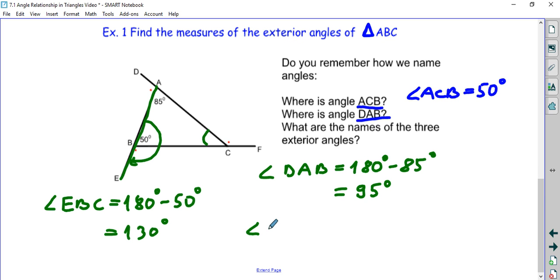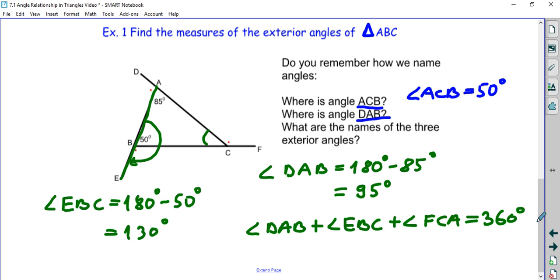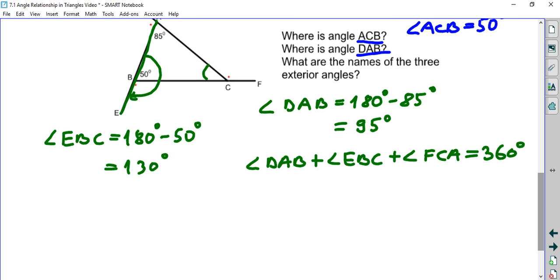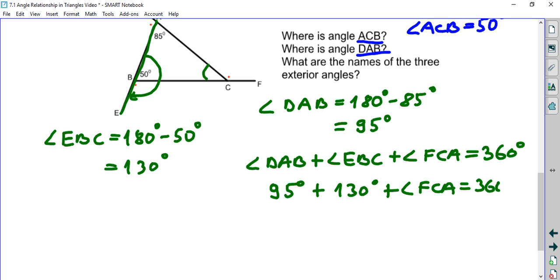So angle DAB plus angle EBC plus angle FCA equals 360 degrees. We do know two out of those three angles. We know that DAB is 95 degrees. We know that EBC is 130 degrees. And we need to find angle FCA. There we go. What we have here is another equation.